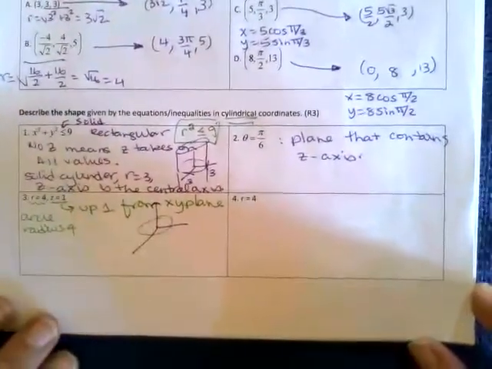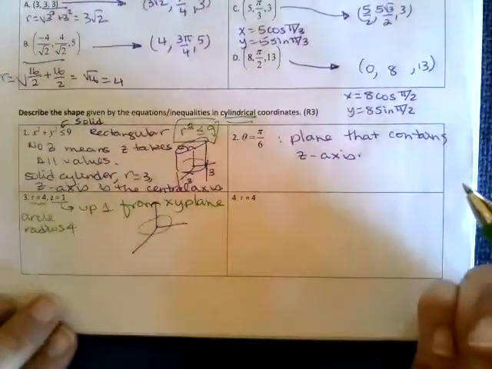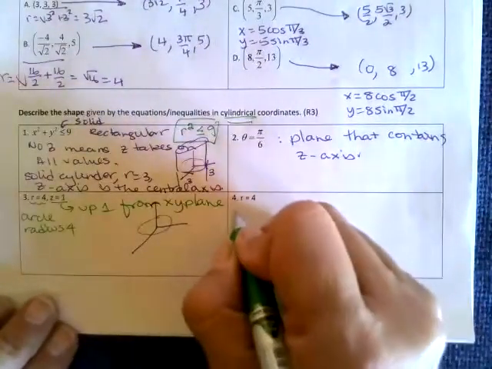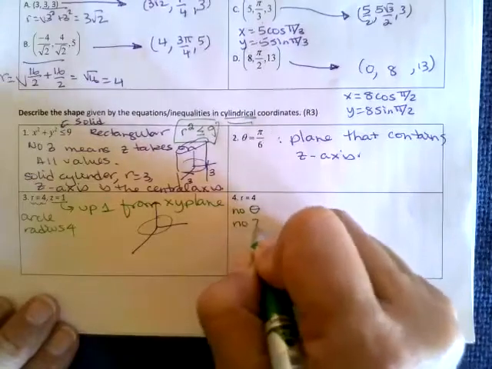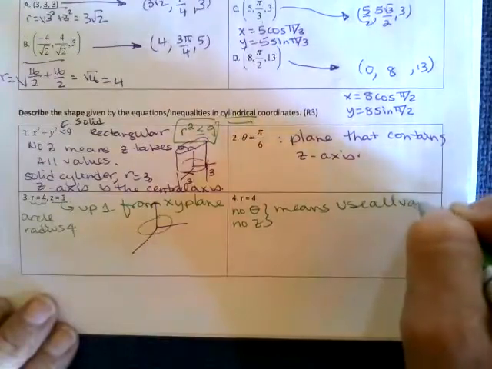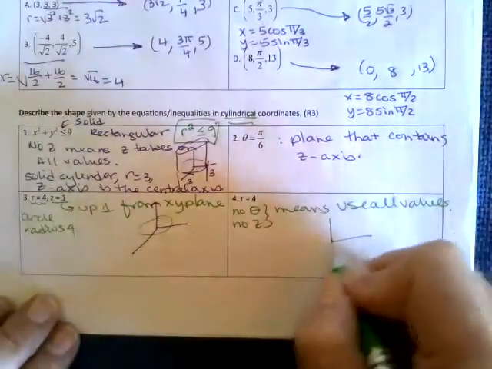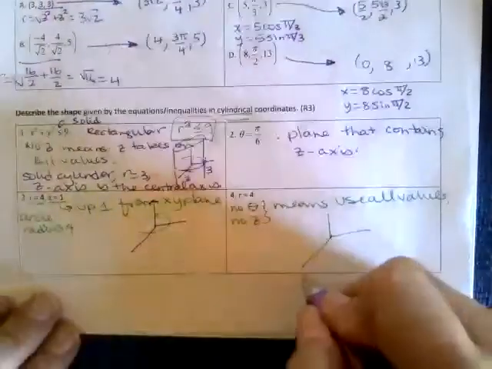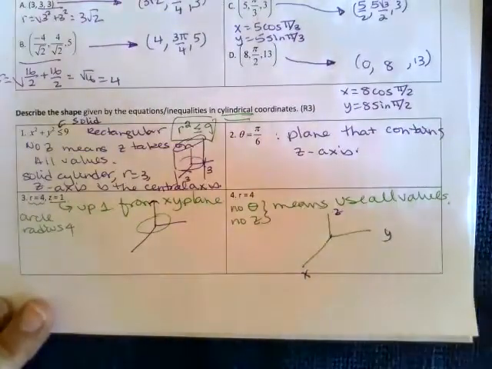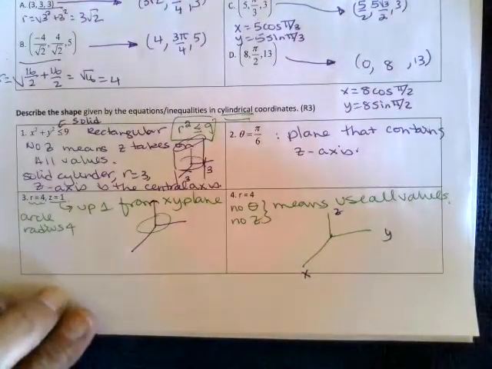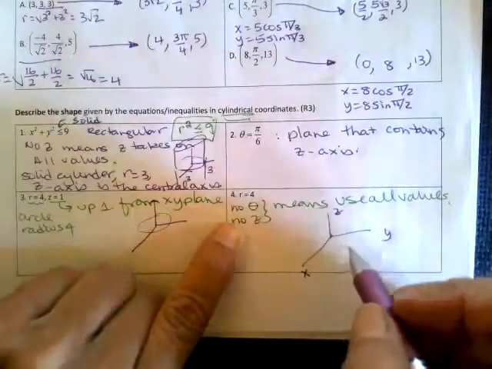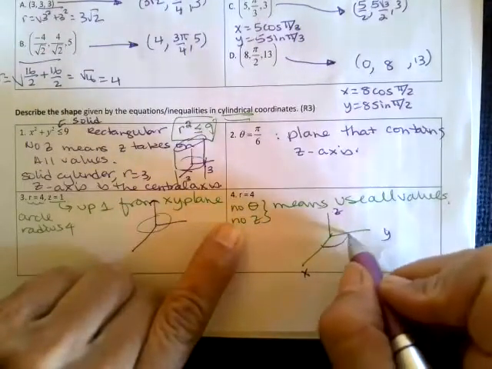Okay. How about this one though? Just r equals 4. So r equals 4, I'm just talking about, so no theta, no z, which means we use all values. Remember x, y, z follow the right-hand rule. You could label them differently, but just make sure you're following the right-hand rule. X cross y, thumb points to z. So r equals 4, so we're going to draw that circle.